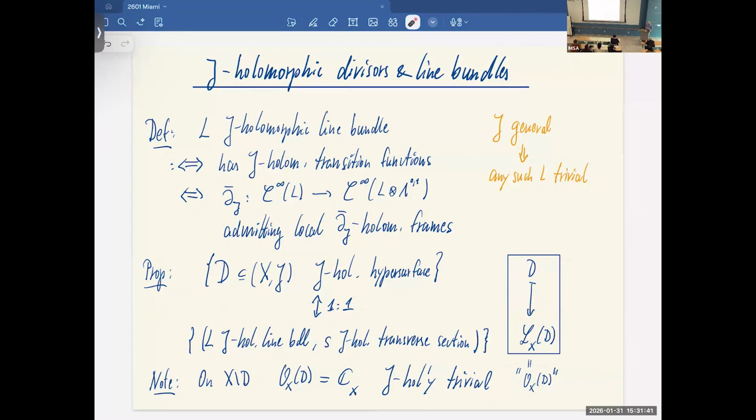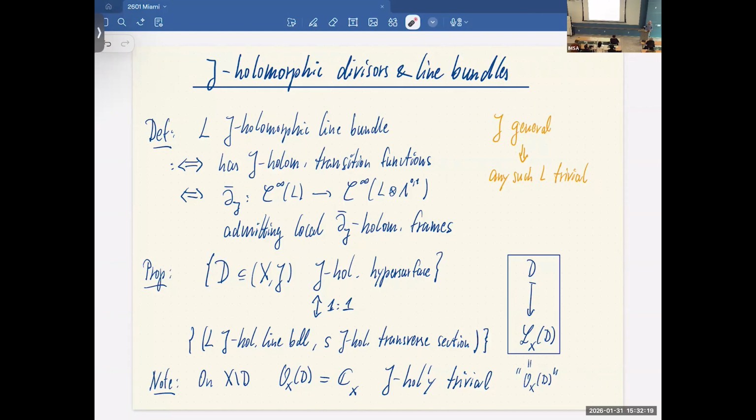Of course, you have to be careful: del-bar_J squared won't be 0 in general, but I don't care for this talk. Now, you obviously immediately see that if J is general, any such line bundle is trivial. It's simply because whenever you have a local J-holomorphic function, the rank of the Nijenhuis tensor goes down, and for general J it's just full rank. So there are no local J-holomorphic functions. And any such L, well, I said trivial, that's not quite true. What I meant is flat, so it's coming from a flat structure.